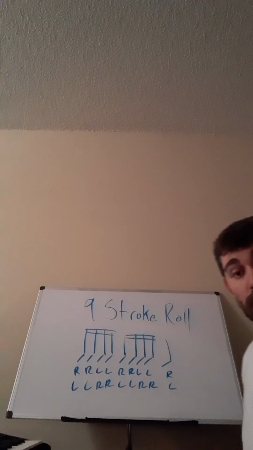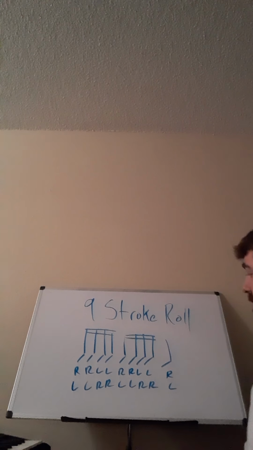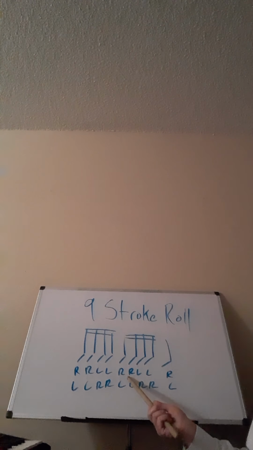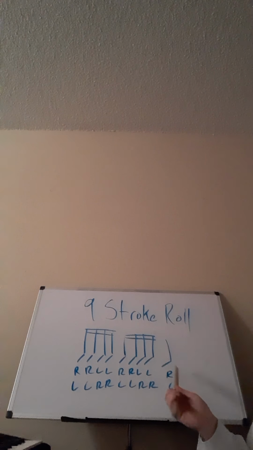Okay, written up on the board is the 9-stroke roll. As you can see, there are 9 different notes. We got 8 16th notes followed by a quarter note, hence the name 9-stroke roll. We play these with a series of doubles. So we have 2 rights followed by 2 lefts, 2 rights followed by 2 lefts, and you end it on a single stroke.